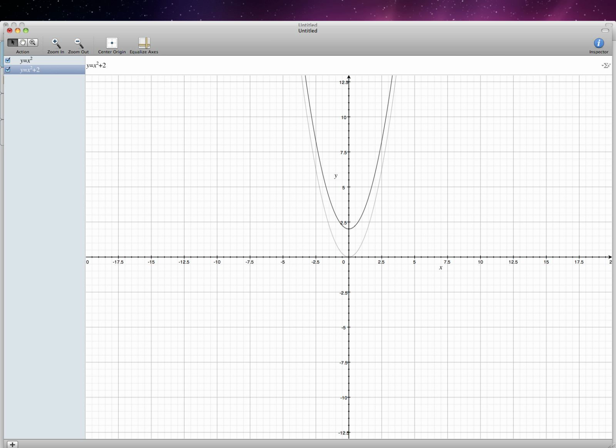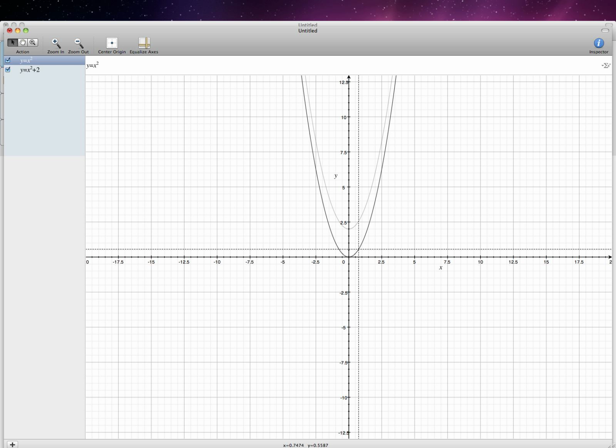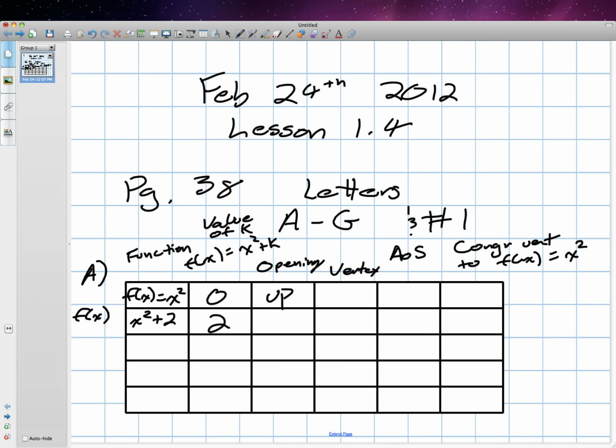We'll take the pen out. So this is what we mean by. Oh, that didn't quite work. So our first one opened upwards. Where do we say the vertex was in our first one? 0. That's right. So the coordinate of the vertex was at 0 and 0. Now, axis of symmetry. Let's talk about axis of symmetry.